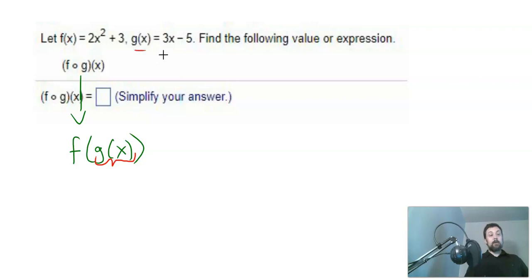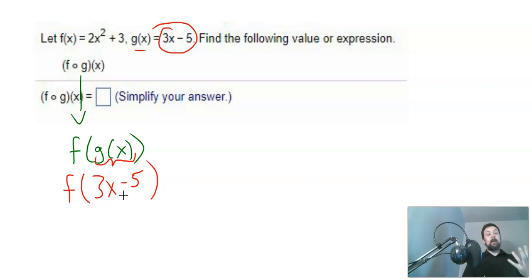g of x, according to the directions, is equal to 3x minus 5. So we take the g of x out, replace it with what it's equal to, which is 3x minus 5. Everything else stays the same, so we copy down the f, we copy down these parentheses, and now I can see what needs to be done. I need to take 3x minus 5 and plug that into f of x for x. So whatever's here needs to get plugged in for x in function f of x.